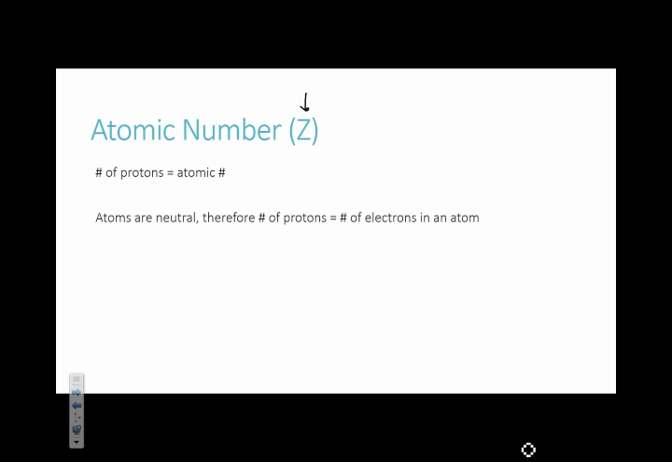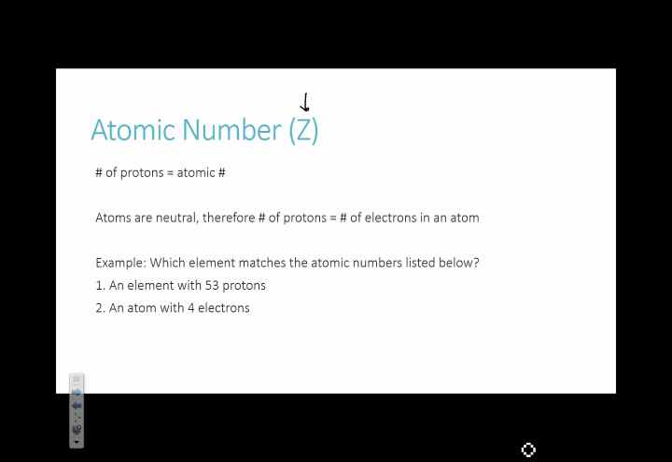Sometimes atoms lose or gain electrons, in which case we call them an ion. And when they're an ion, the number of protons and the number of electrons aren't equal. So just make sure you read questions carefully to see whether they're referencing an atom, which is neutral, or an ion, which is charged.